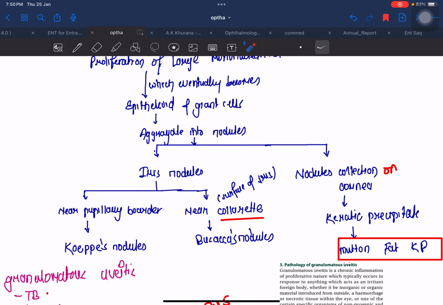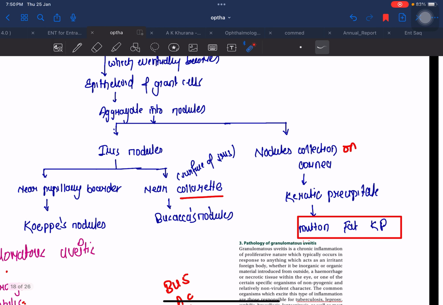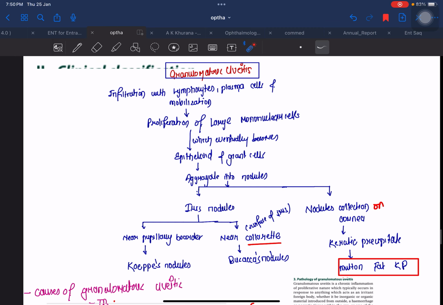And talking about nodule collection on the cornea, these are the keratic precipitates. And in severe granulomatous uveitis, the keratic precipitates will present as mutton fat keratic precipitates. So we are clear about what happens in granulomatous uveitis.